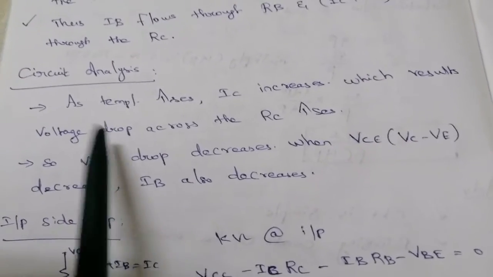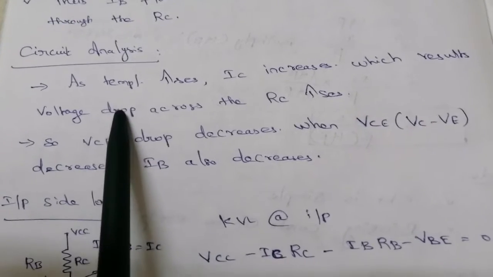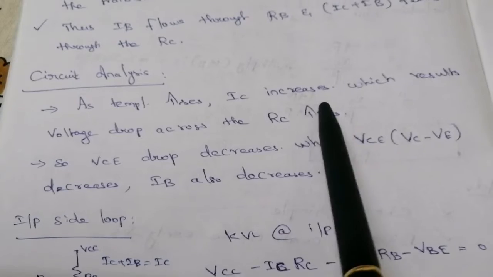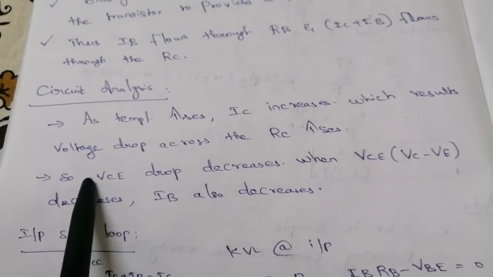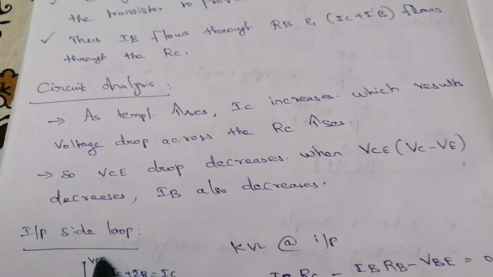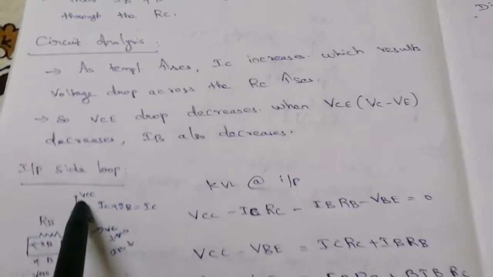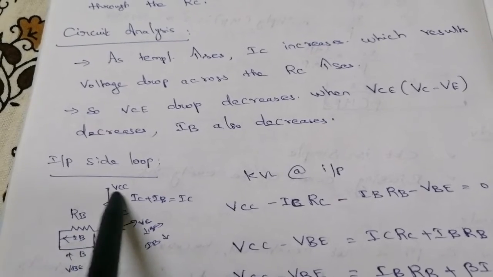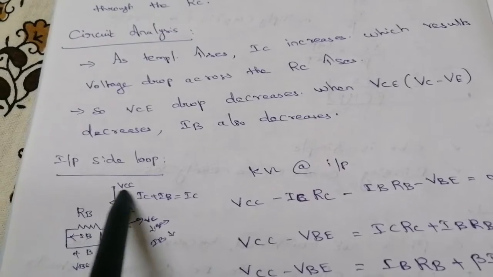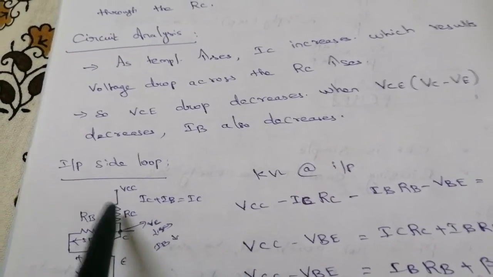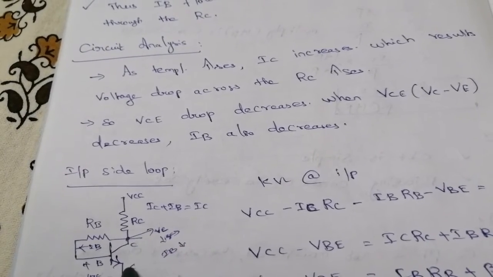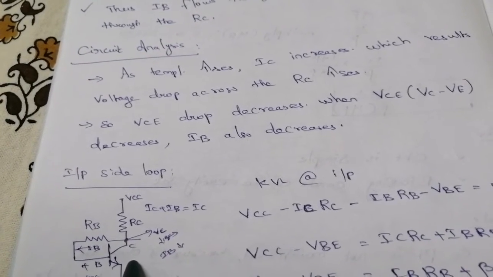Circuit analysis means in the circuit how we are going to maintain the collector current, that is, the Q point is stable. As we know, temperature increases, collector current increases, which results in the voltage drop across the RC increasing, right? If temperature increases, then the collector current IC increases. If IC increases, then the voltage drop across RC becomes high, because V is equal to IR. If I increases, then the voltage drop across the collector resistance also increases. So the VCE, the voltage across the collector to emitter terminal, decreases, right?